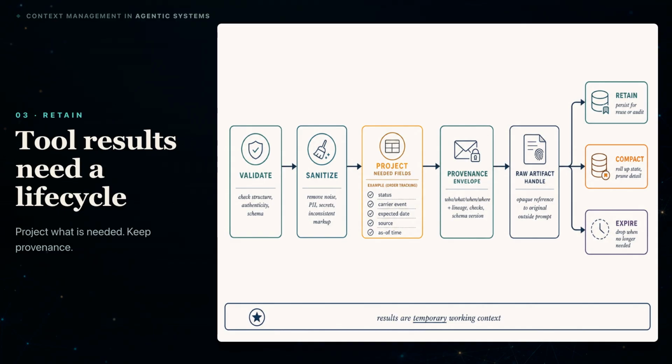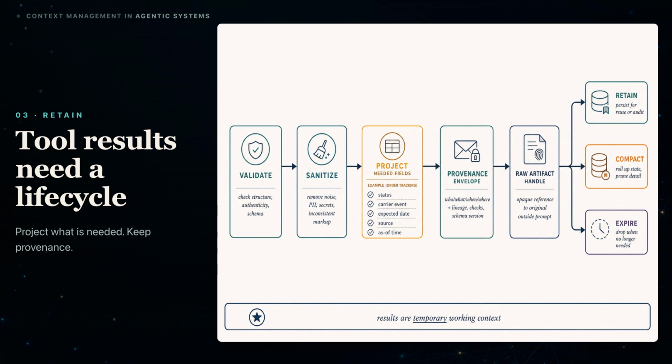Execution does not end the context problem. Tool results may be huge, stale, untrusted, or shaped for machines rather than the next model decision. Validate the response, sanitize unsafe content, and project only the fields needed now. For order tracking, that may be status, carrier event, expected date, source record, and as-of time. Preserve the request identifier, truncation state, error category, retriability, and whether any side effect occurred.